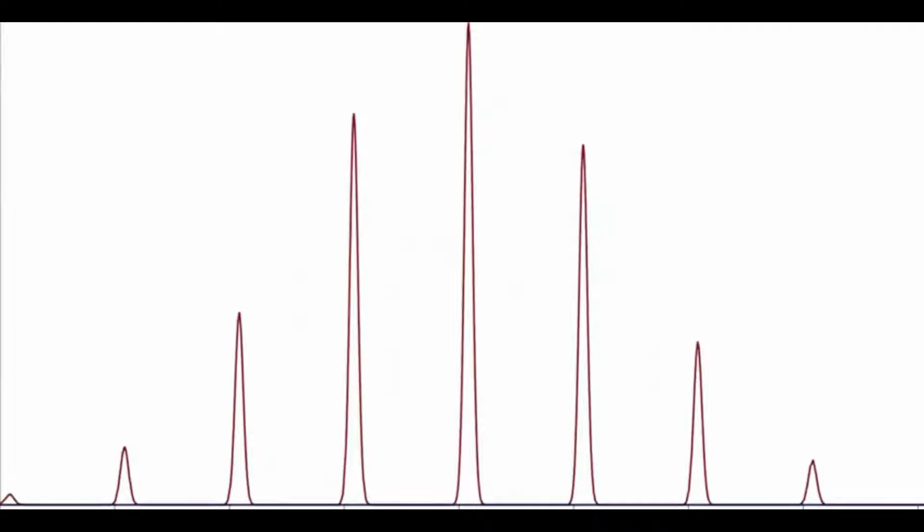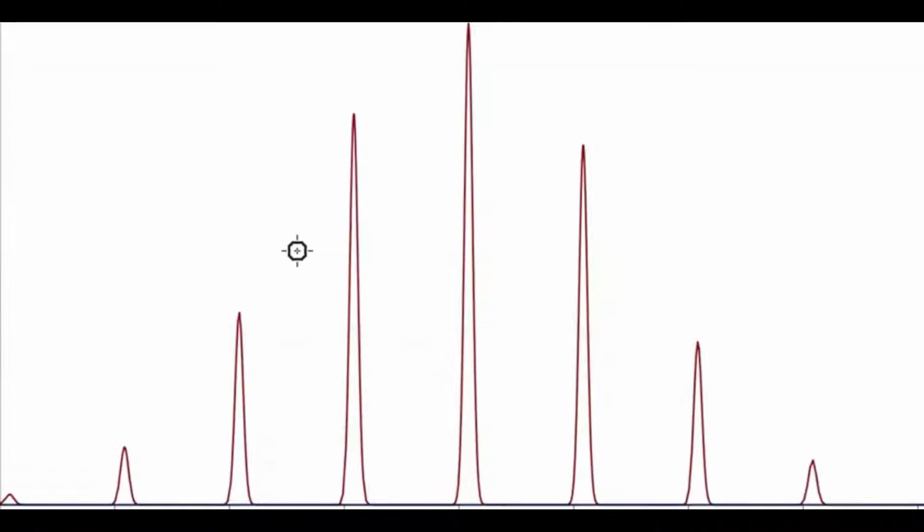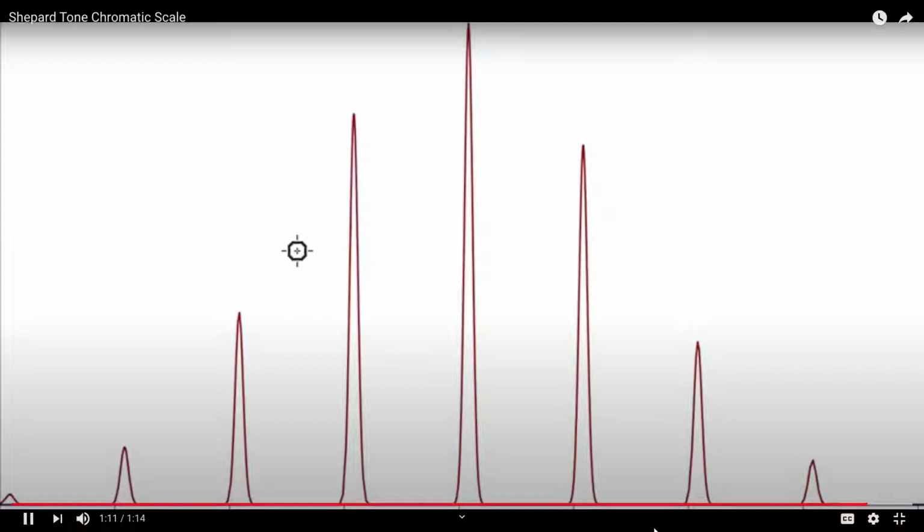Okay, so you see that we're actually just right back to where we started, and even though we perceived the tone to continually be increasing, we ended up getting back to the same tone that we started with.